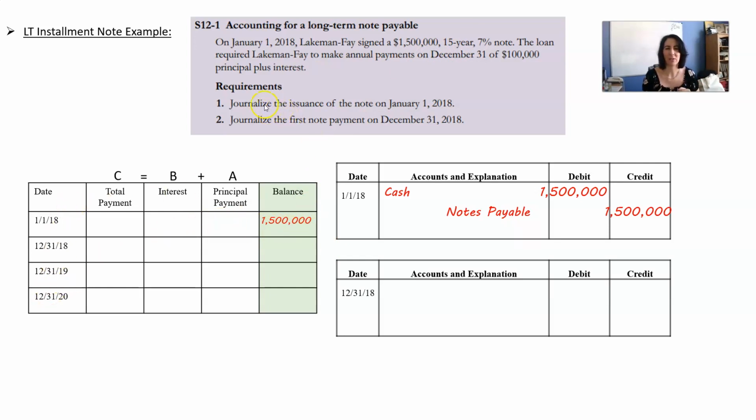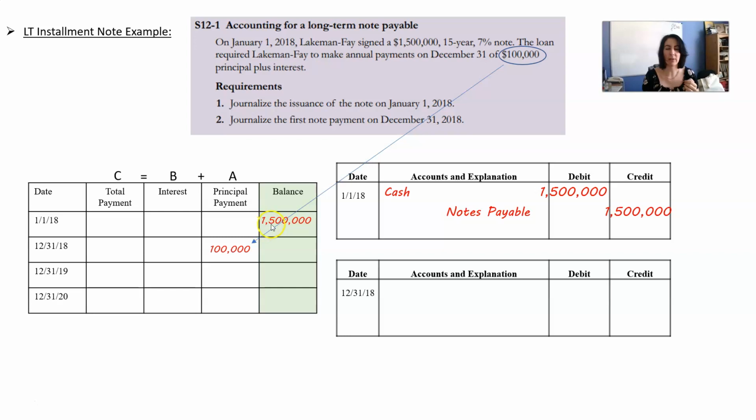Now they tell us that the payments are $100,000 of principal plus interest. So we already know how much of the principal is getting paid with each of these payments. It's 1.5 million now. You're going to pay 100,000 of that off, a principal payment, and we're going to get to the balance in a second. The idea is that $100,000 of this payment is going to be principal. We don't know what the total payment is yet, though, because we don't know how much the interest is.